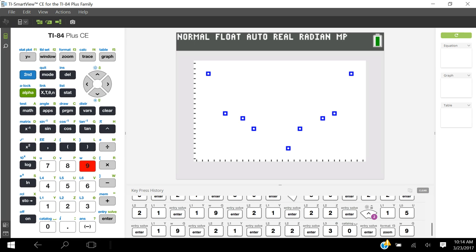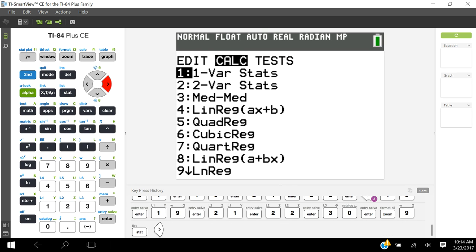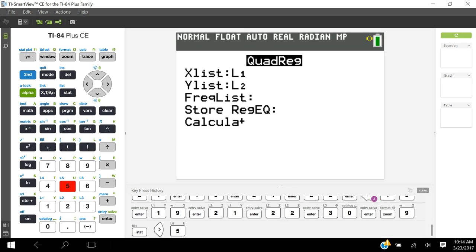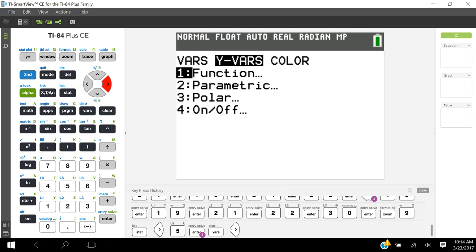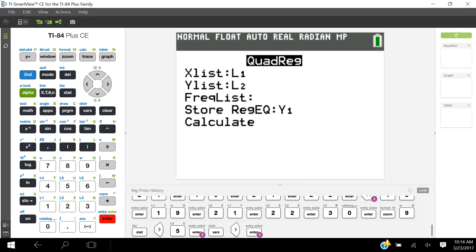They look so nicely quadratic mostly. I'm going to go to stat, calc, 5. I'm going to go down to store, vars, y vars, enter, enter, calculate.